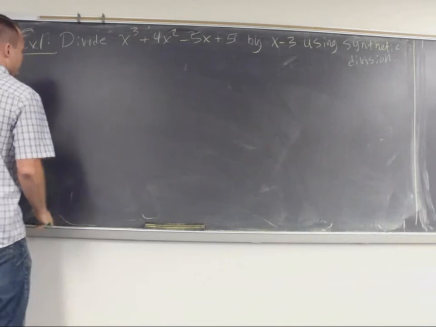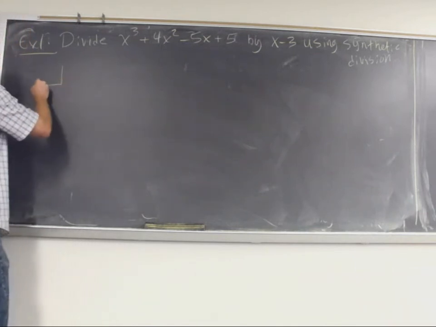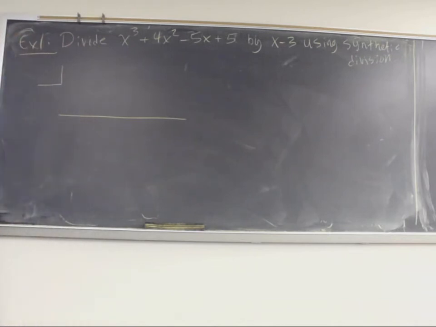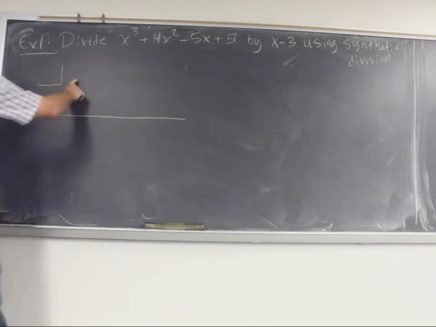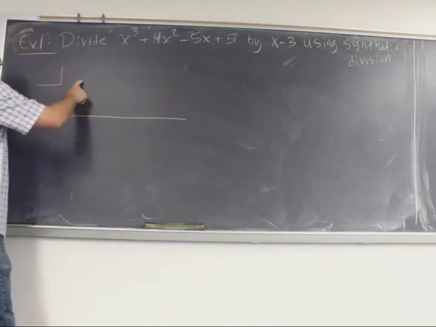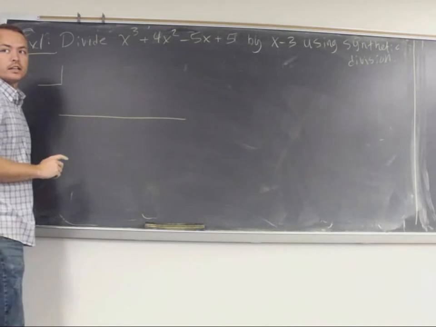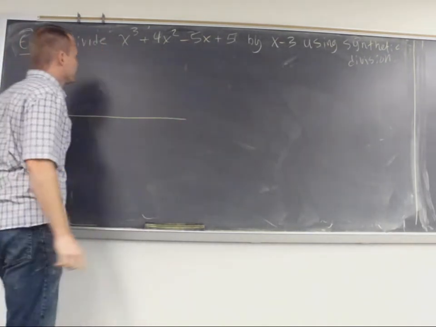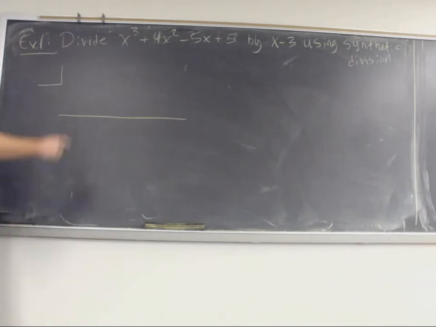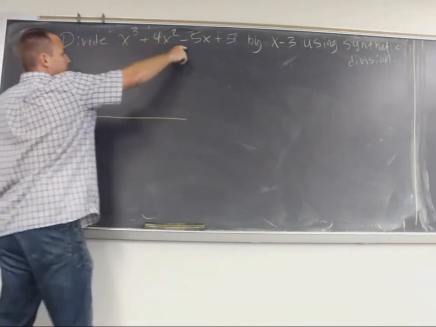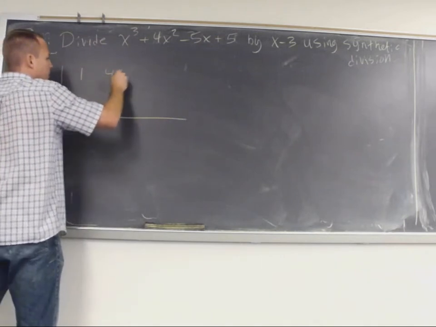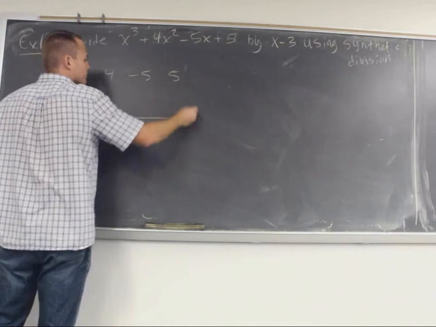So you have the setup here, and you always start with the same setup. You have the box, and then you're going to have your line. All right, so let's ignore the box for a second. We'll get to that. What numbers go here? So these numbers that go on this line are the coefficients of whatever you're given here. So this is 1, 4, -5, and 5. So it just goes in order. 1, 4, -5, and 5.